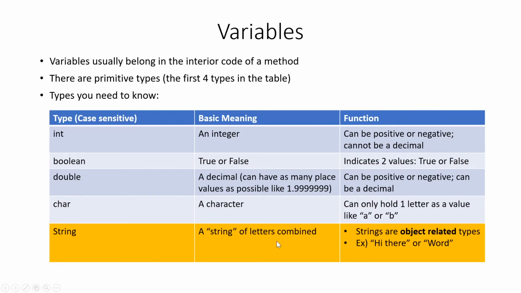A string is more flexible than a char. A string variable can be a single character, a word, a phrase, or even an entire sentence. You could even add spaces, anything you want. However, strings are not primitive types. They are object-related types, so please don't say string is a primitive type. Examples are shown here, like "Hi there" and "word".